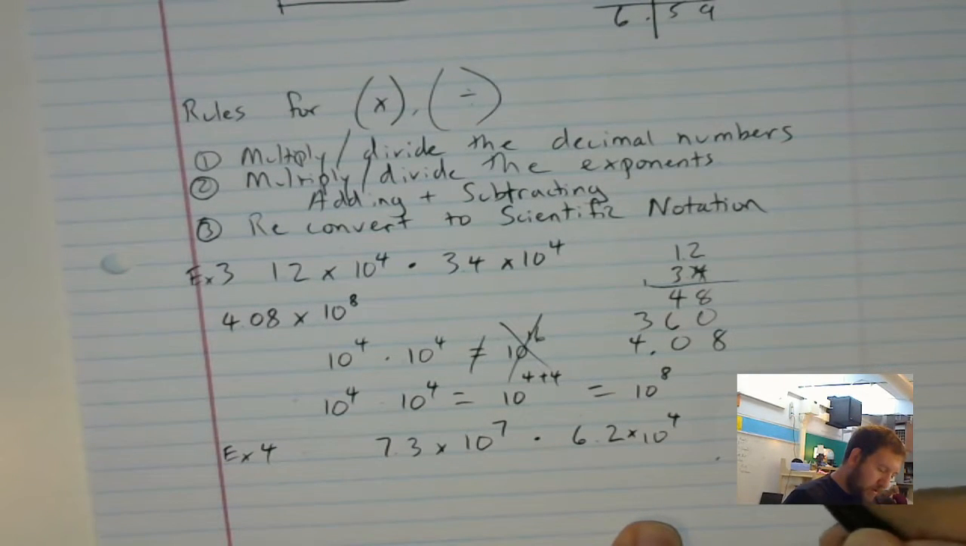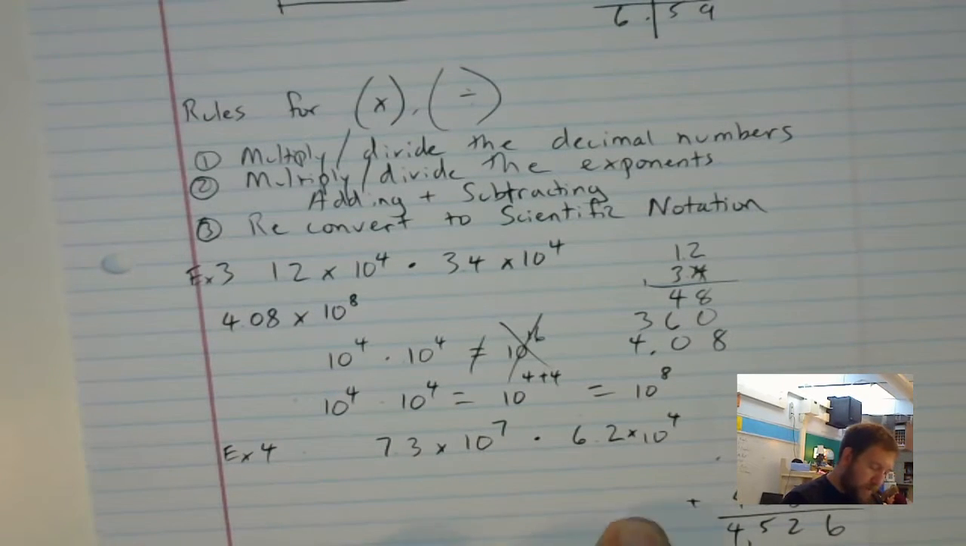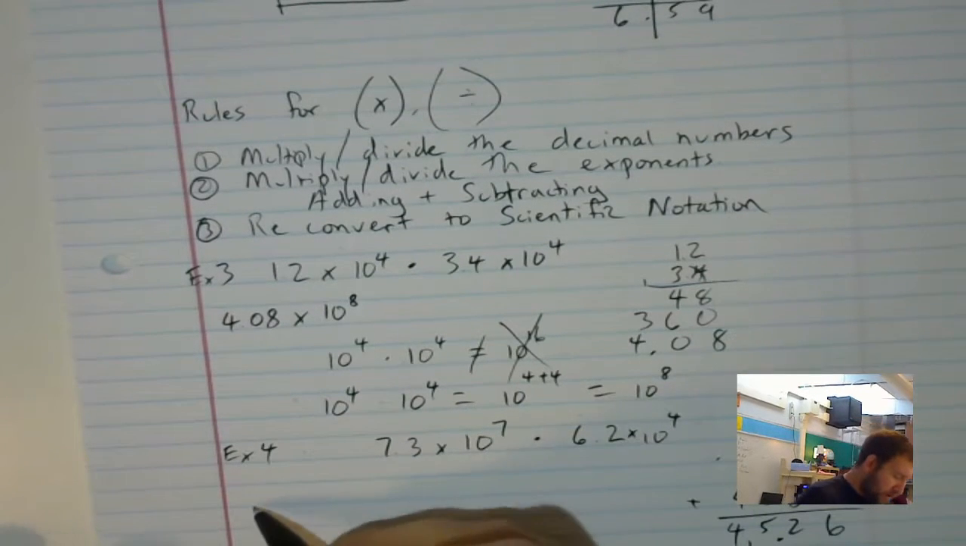7.3 times 6.2. 2 times 3 is 6. 2 times 7 is 14. Put a 0, cross it out. 6 times 3 is 18. 6 times 7 is 42. 6, 4, and 8 is 12. 1, 1, and 3 is 5, and a 4. So I have 4,526, but I need to count my decimals, 1, 2. So I really have 45.26. Okay, so that's what I have for my whole number.